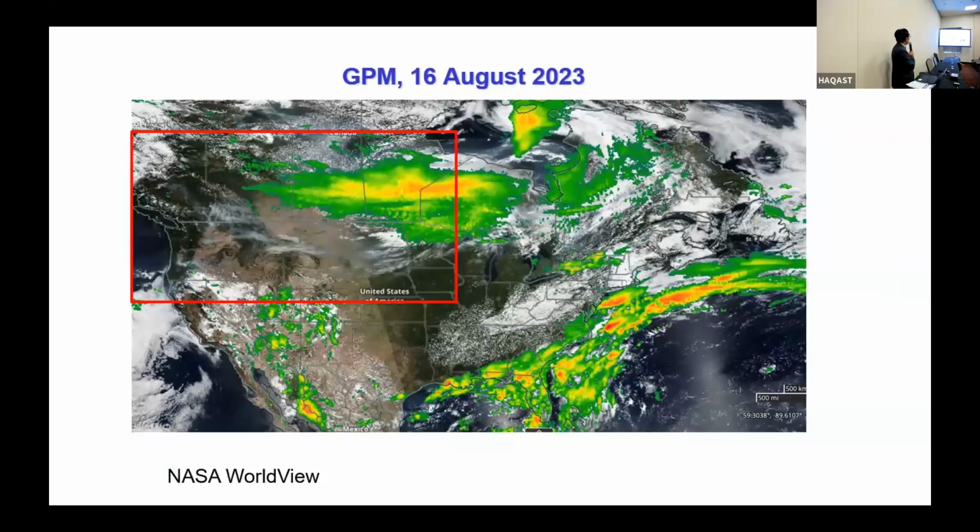So this is showing the world view, again also NASA's assets. On top of it, I'm showing the GPM precipitation data on that day. You can clearly see that thick cloud is associated with precipitation. So if the model is not able to capture or predict the precipitation very well, chances are the model simulation for the smoke transport will be hugely incorrect.